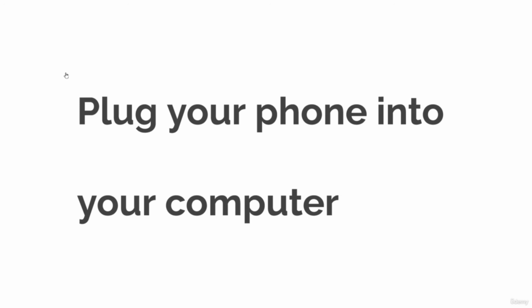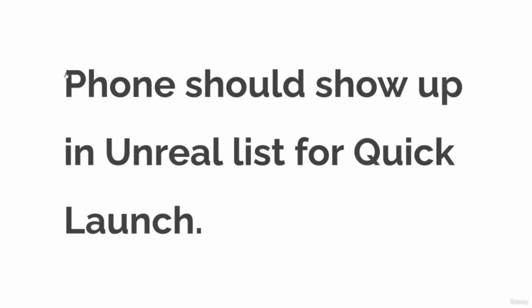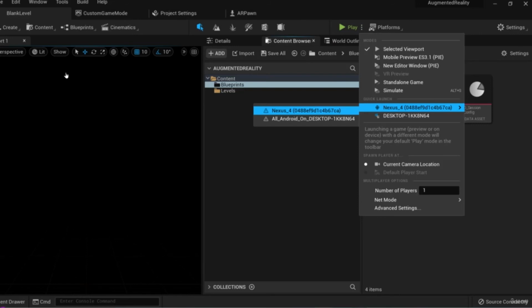Once you have verified that your phone is ARM 64, you can plug that phone into your computer to connect it to the computer. There's also the option to connect it via Wi-Fi, but plugging it into the computer is the easiest way. The phone should now show up in your Unreal project under the quick launch list. So you go to the three dots beside play, the ellipses.